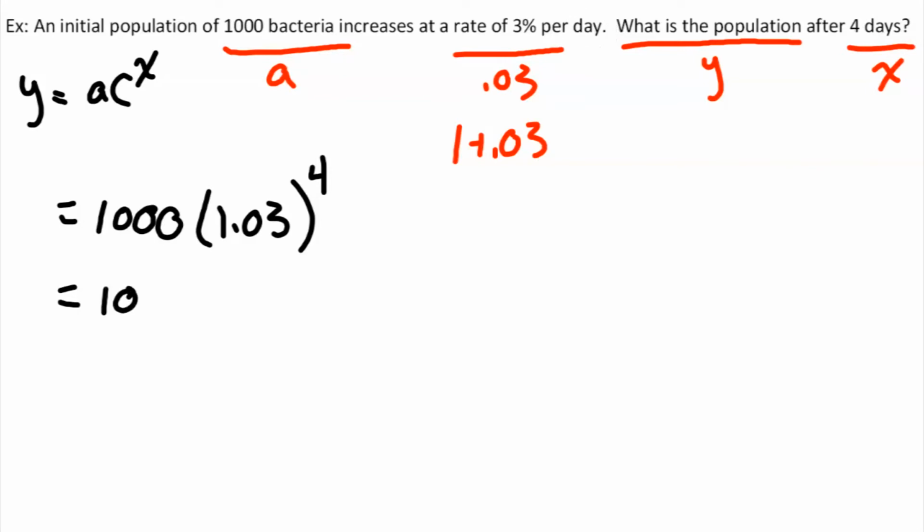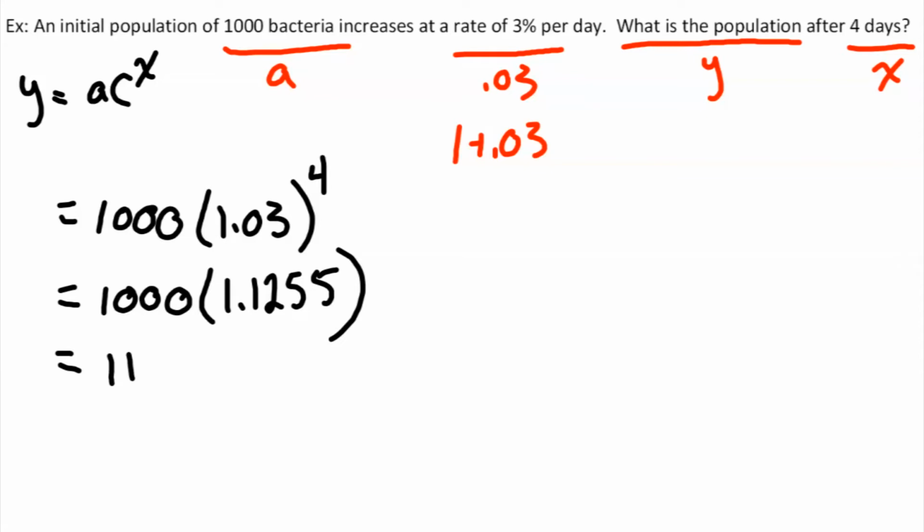Go ahead and do this math. I've got 1,000. When I take 1.03 and raise it to the exponent 4, I get 1.1255. Multiplying that out, I get 1,125 and a half. But you can't have a half bacteria, so we'll just call it 1,125.